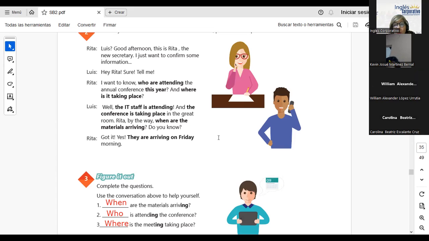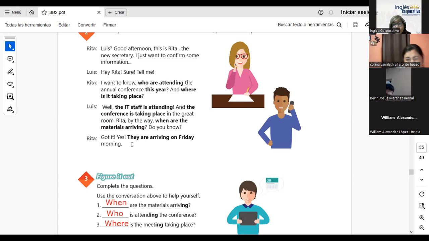Ahorita apaguen sus micrófonos y repitan su parte. Practíquenla. Y voy a querer que cuando ya me la digan aquí, lo hagan lo más fluido posible. Ese va a ser el reto: decirlo lo más rápido, pero con sentido. Cuando es pregunta, cuando hay una coma, cuando hay expresión de admiración, todo eso vamos a respetar. Fluido, pero con entonación.